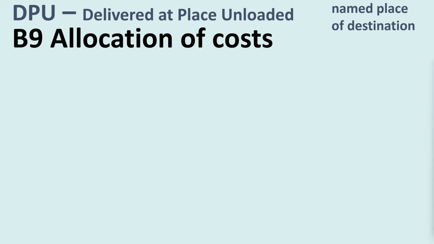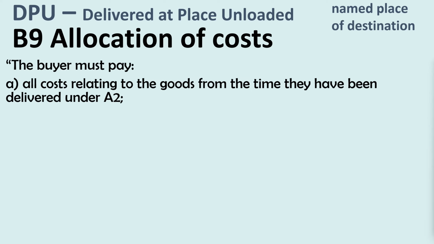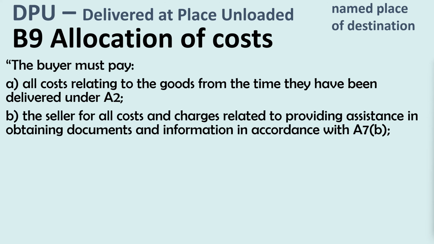B9, allocation of costs. The buyer must pay A, all costs relating to the goods from the time they have been delivered under A2. B, the buyer must pay the seller for all costs and charges related to providing assistance in obtaining documents and information in accordance with A7B.